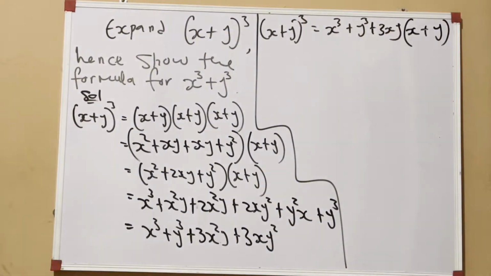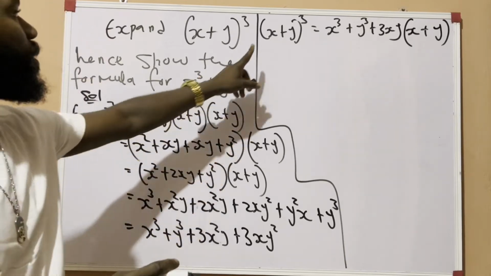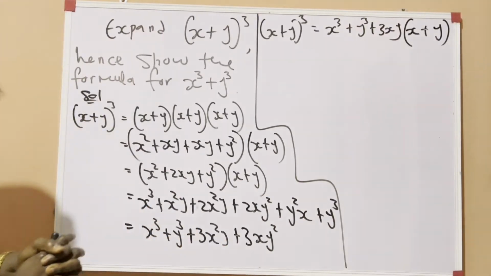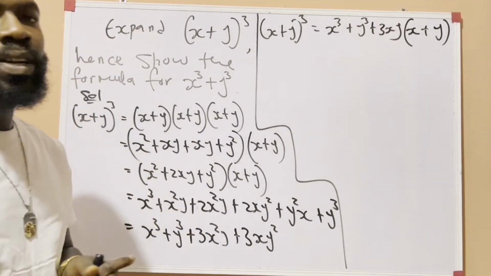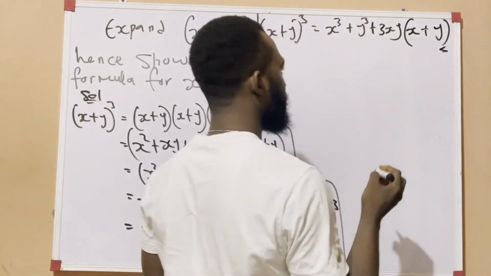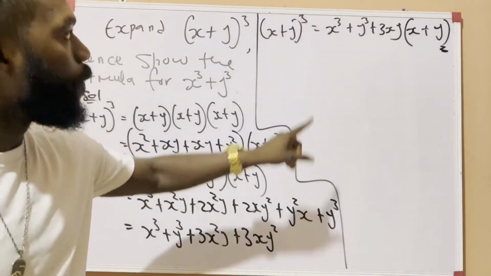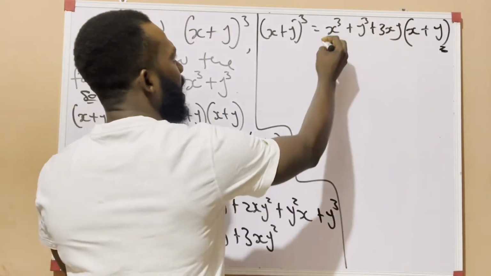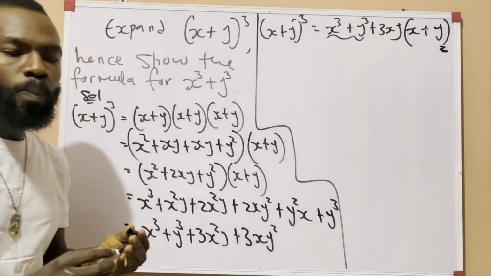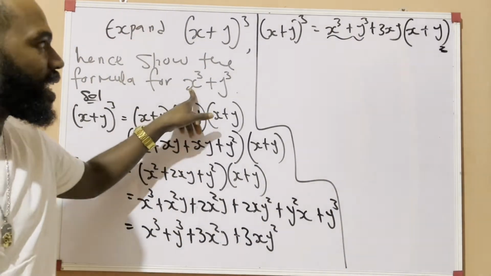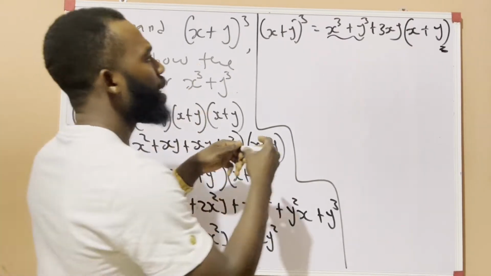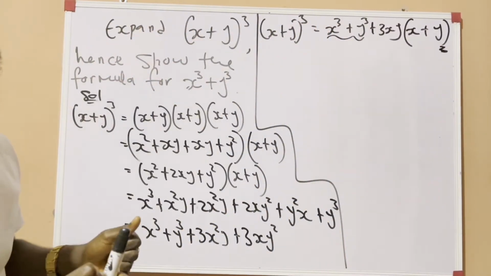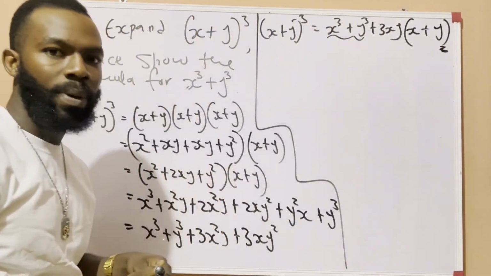Alright, so it means the expanded form of (x + y) raised to the power of 3 will give us x raised to the power of 3 plus y raised to the power of 3 plus 3xy into the bracket of (x + y). Now class, from this formula, we can see that we can make x cubed plus y cubed, which is what we are told to find here, the solution of the formula. And how can we do that? It means 3xy(x + y) goes to the left hand side of the equation, so that x cubed plus y cubed will be left alone.